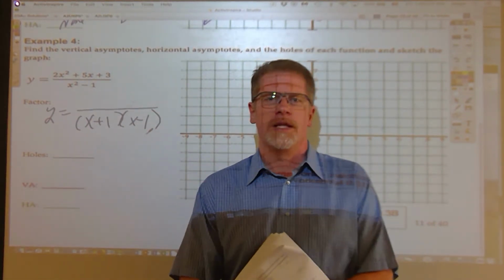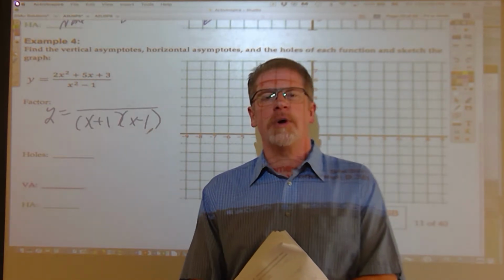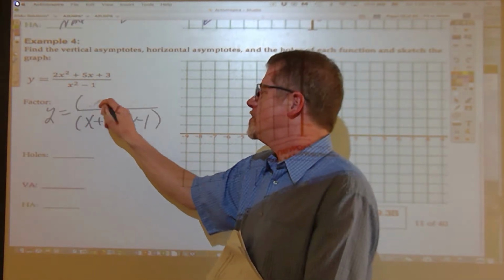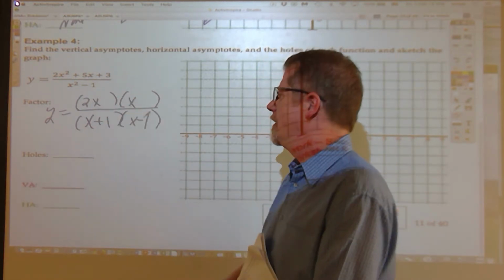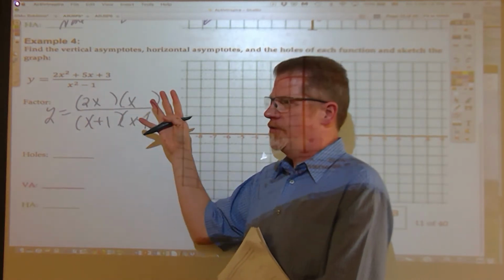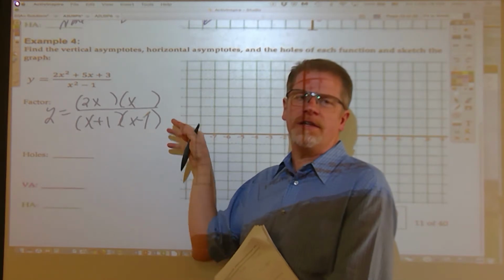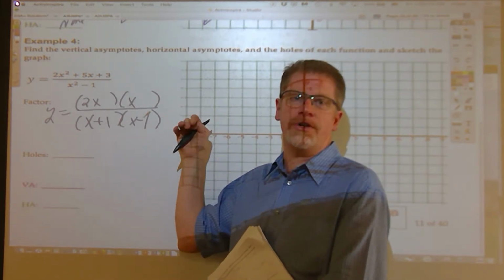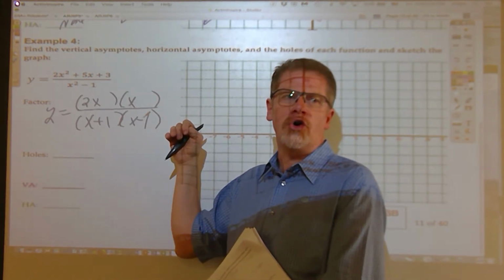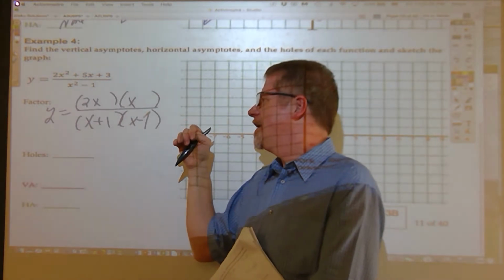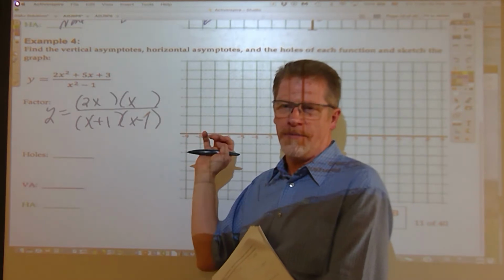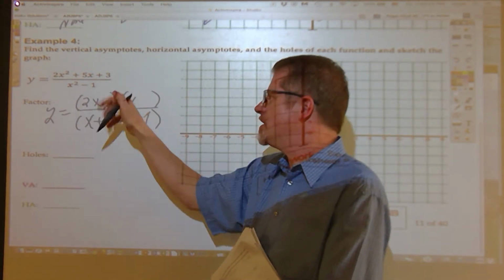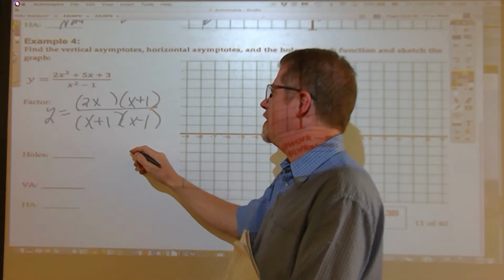Now, kind of makes you wonder, is there one of those in the numerator? Because they usually love it when these things cancel. They love having common factors that cancel out, producing holes. But the question is, do you think it'll be an x minus 1 hole or an x plus 1? Yeah, because of all the pluses upstairs, I'll bet you it's going to be a plus 1.